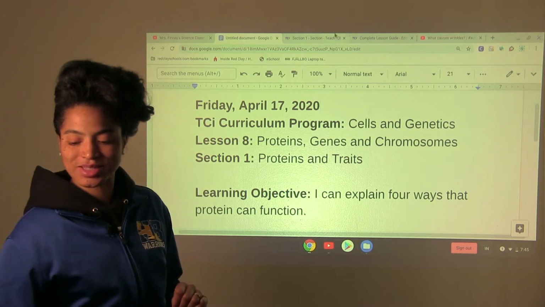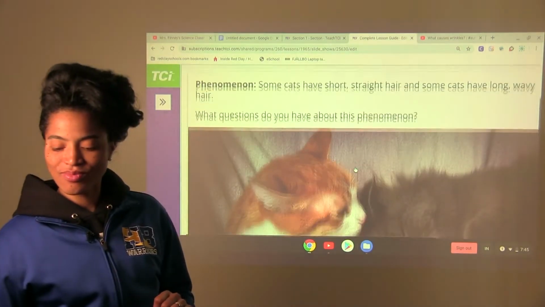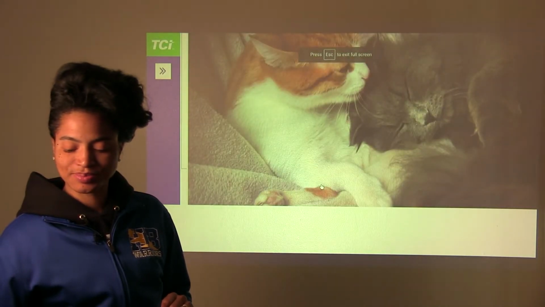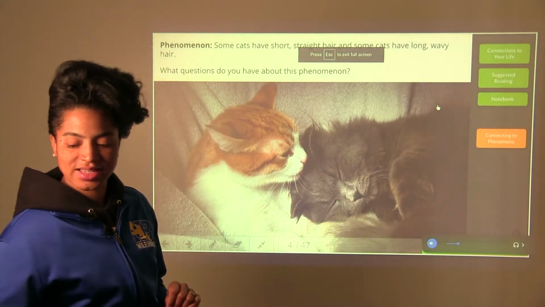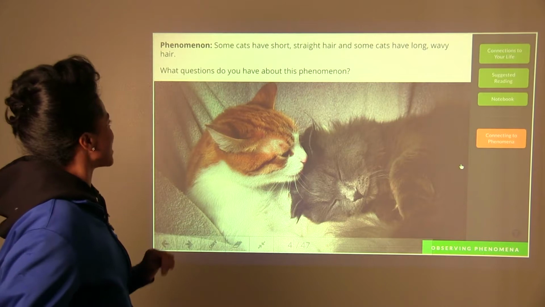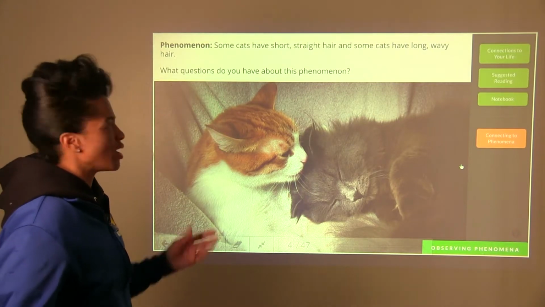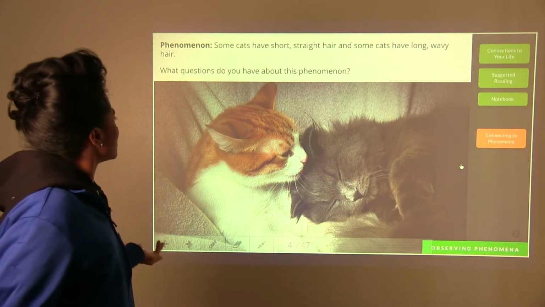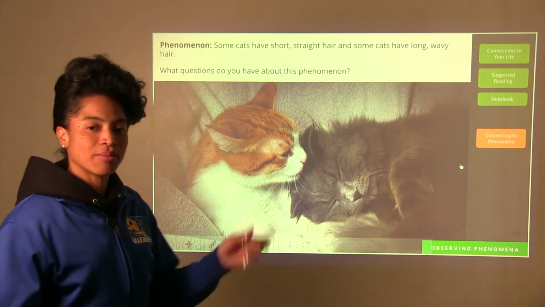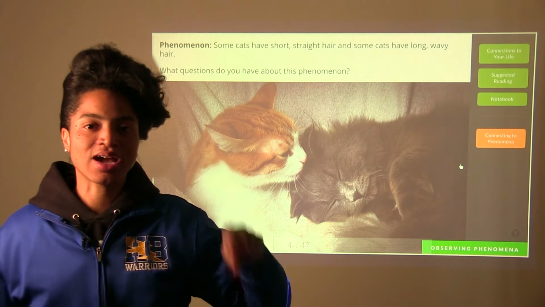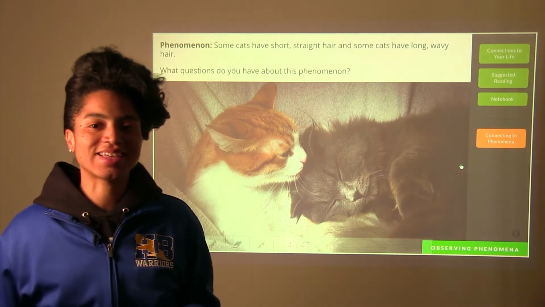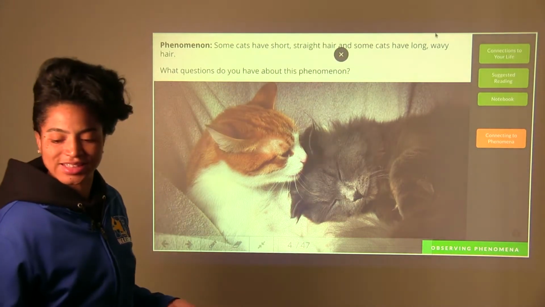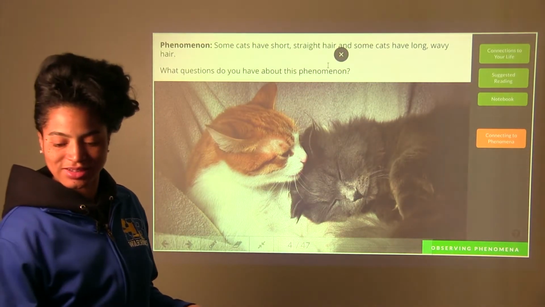So let's jump into this lesson. Here's a phenomenon for this particular lesson. It states, some cats have short, straight hair, and some cats have long, wavy hair. What questions do you have about this phenomenon? Please jot that down in the comment section. What are your questions about this? Okay, and so let's get into this particular lesson.